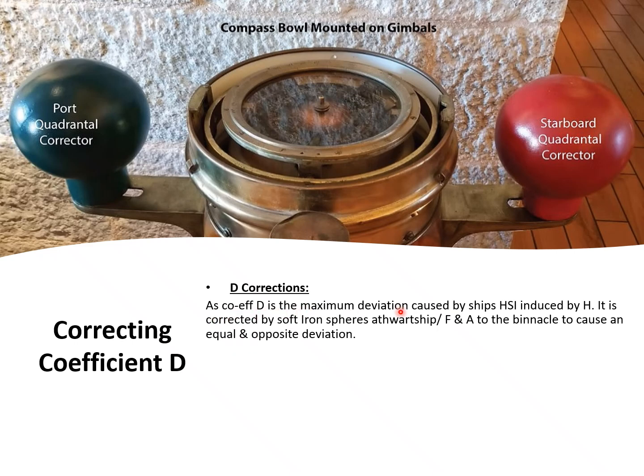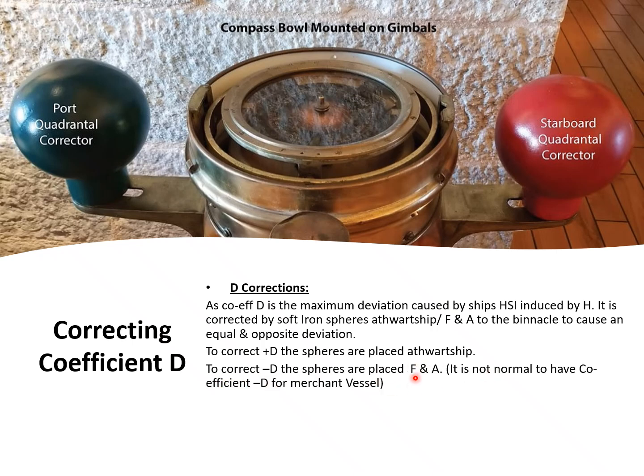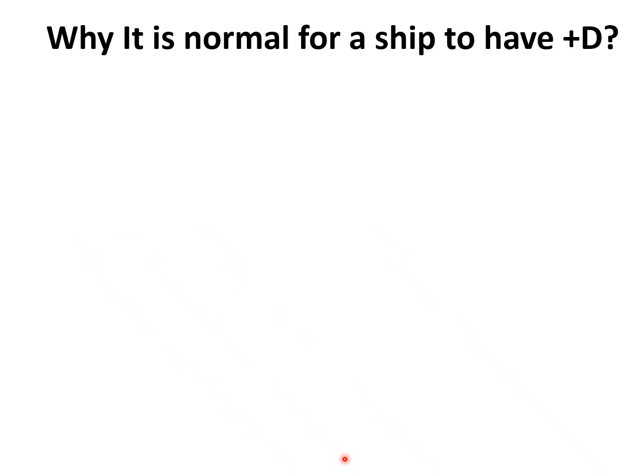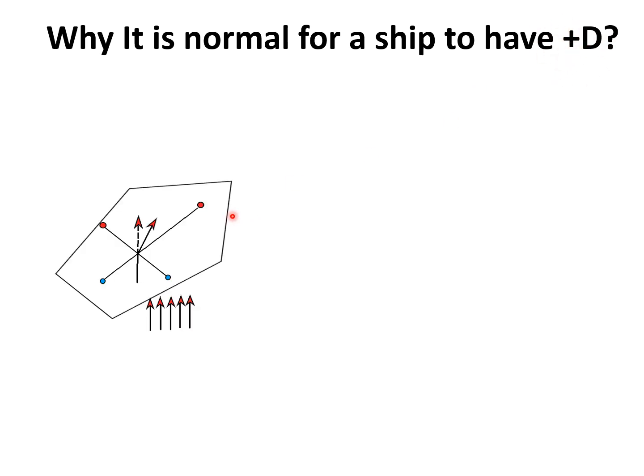As coefficient D is the maximum deviation caused by the ship's HSI induced by H, it is corrected by soft iron spheres athwartship or fore and aft of the binnacle to cause an equal and opposite deviation, right? To correct D plus, the spheres are placed in the athwartship direction, and to correct D minus, we will place the spheres in the fore and aft direction, right? But it is not normal to have coefficient D minus for a merchant vessel, right? Why is it normal for a ship to have D plus, not D minus?